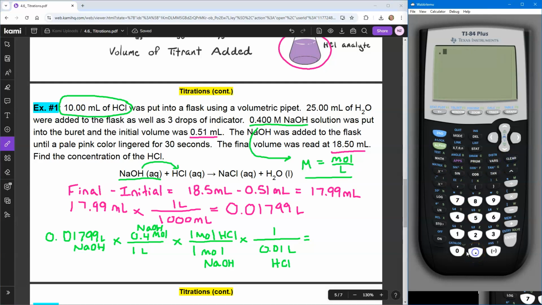Okay, so let's do the math here. 0.0179 times 0.4 over 1, so I'm just going to multiply that by 0.4. Times 1 over 1 will just be the same number. Times 1 over 0.01, so I'm going to divide that by 0.01, and there's my concentration. Looking at our sig figs, we have 3, that is our smallest amount, so 0.720 molar will be the concentration of our acid.